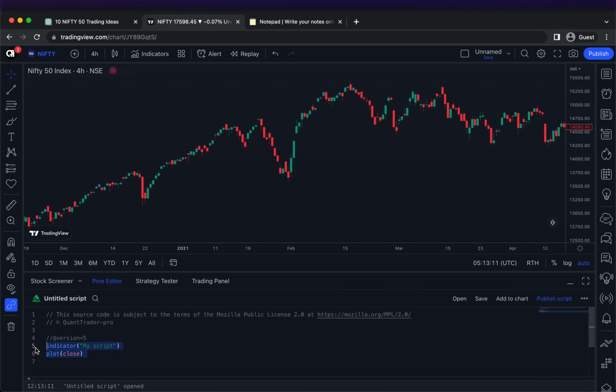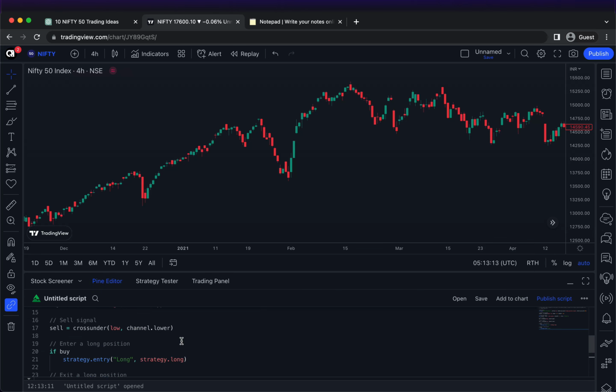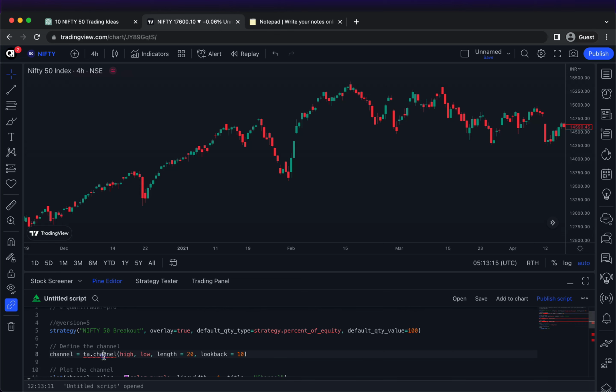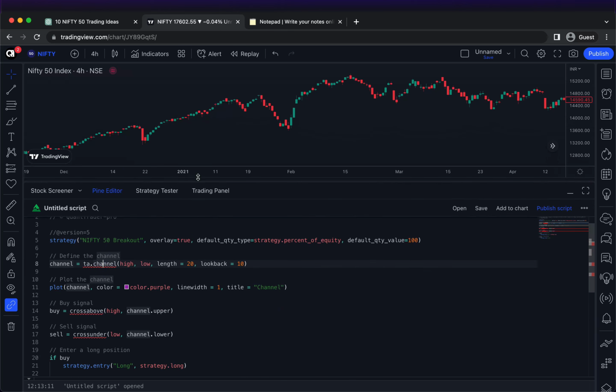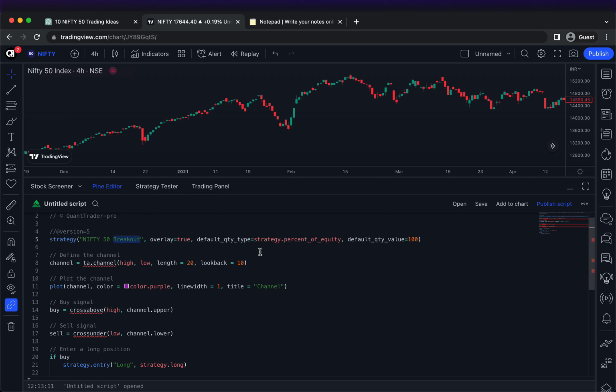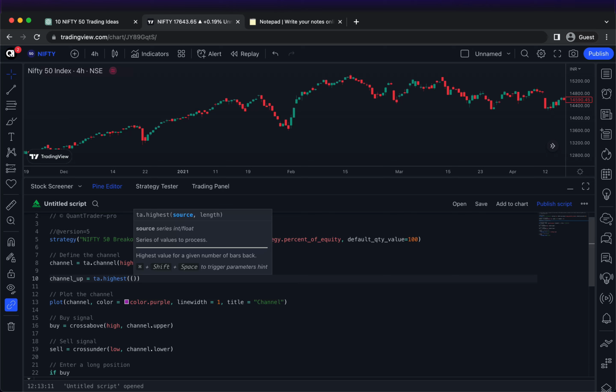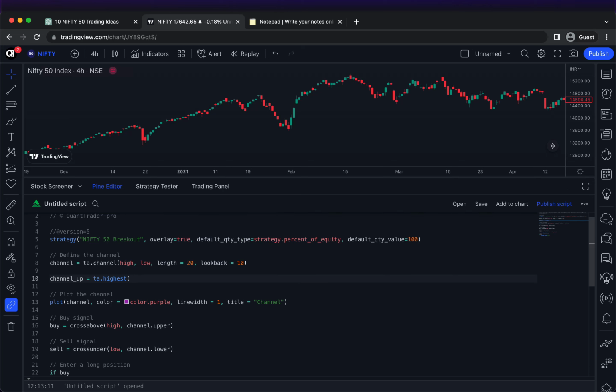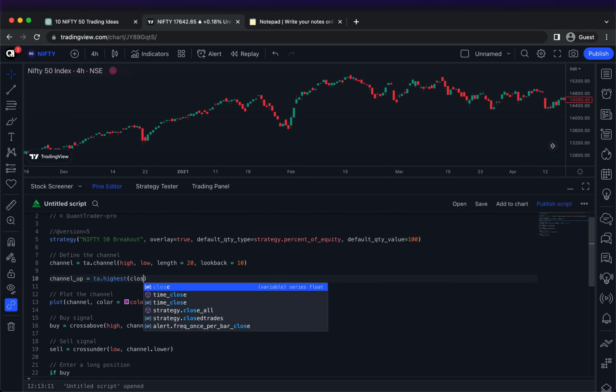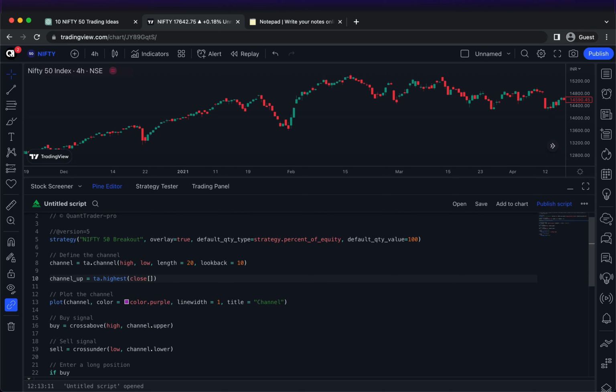So let's remove this, paste it here. This function will not work because it doesn't exist in PineScript, but let's just create it ourselves. We need to have two lines. The first one is the channel, let's call it channel up, and it should be the level equal to the highest close price for the last 20 days, as given by ChatGPT.